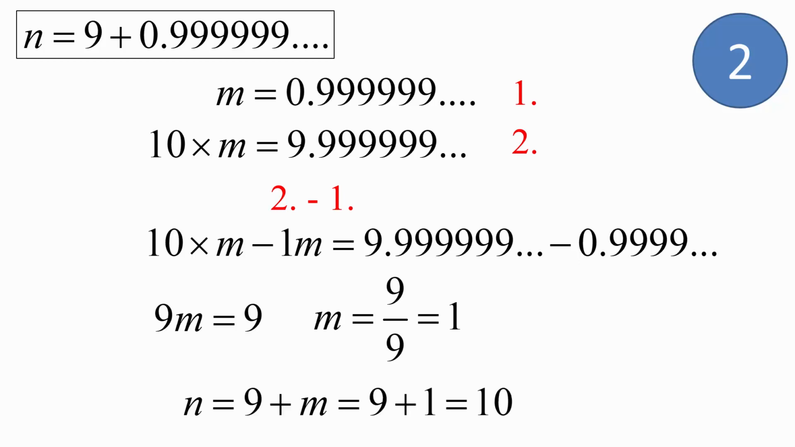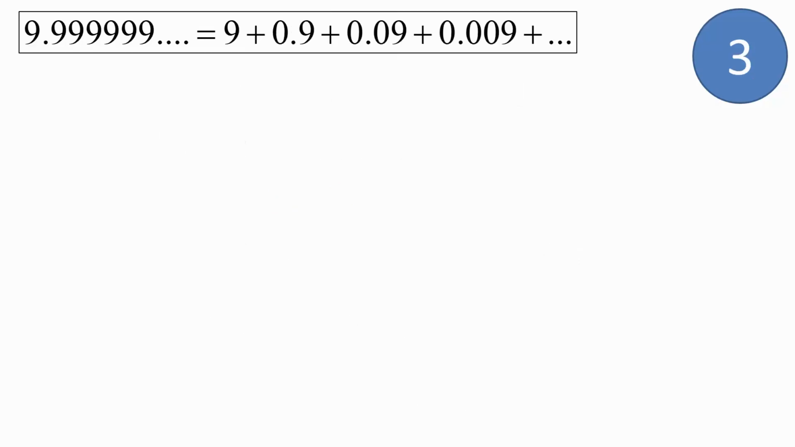Now we've said that n is 9 plus m, so if m is 1, n will be 9 plus 1, which is 10. Is this a contradiction? Let's move on. Alright, here's another way of splitting up the decimal into a whole number part, the 9, plus the decimal parts. In other words, we split up the 0.999 and so on into the sum of decimals. Can you see why that's the case? What's happening to the decimals?